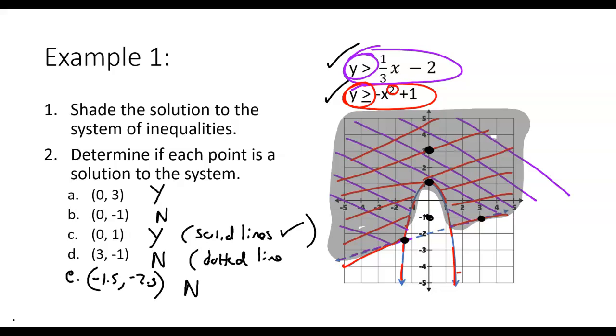Now, if the lines were both solid, then all of those would be yeses. But in this case, the dotted line can be tricky. So if it's in the shaded region, it's a solution. If it's not, it's not a solution. If it's on a line, it's a solution so long as it's on a solid line only. If it's on a dotted line at all, then it's not a solution.